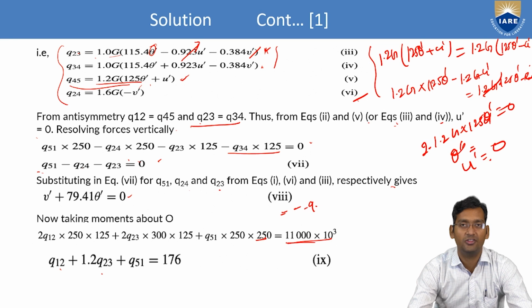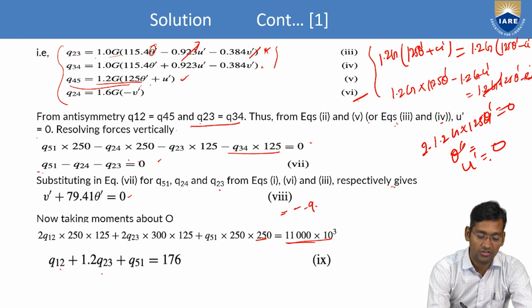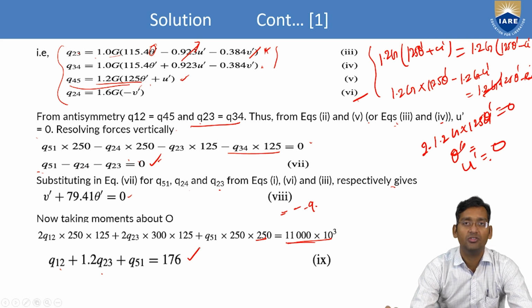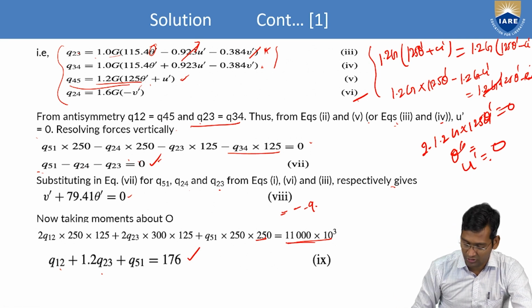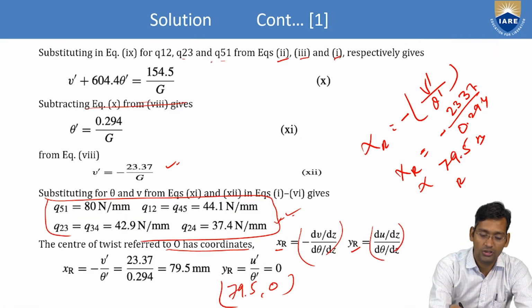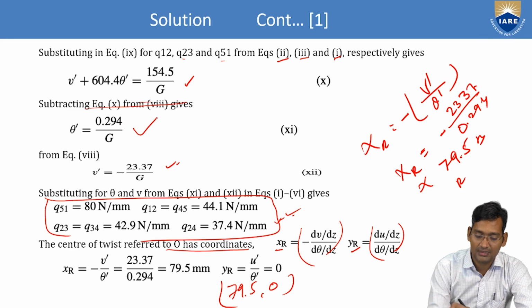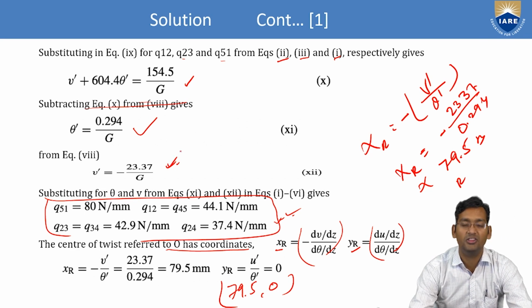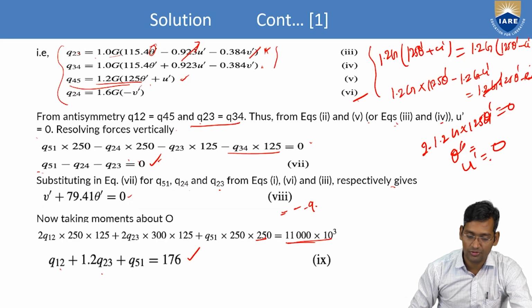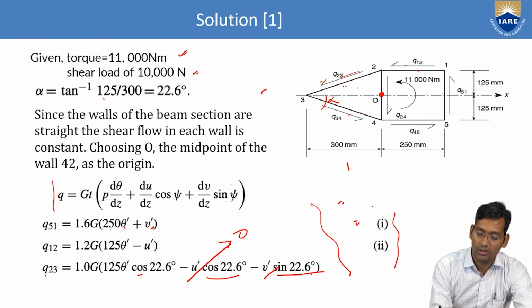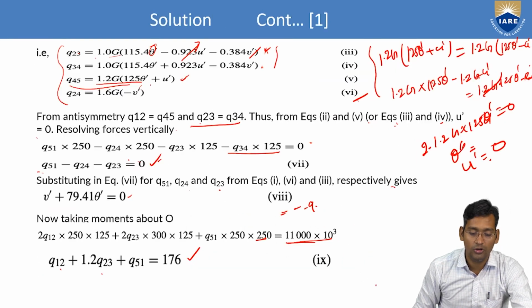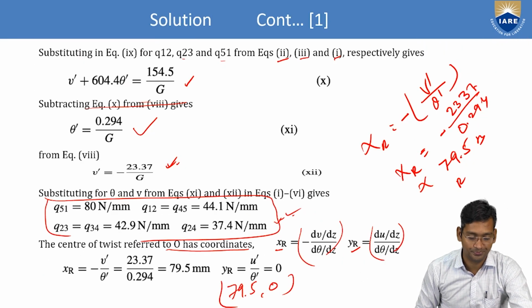Substitute U dash as equal to 0. Now you have 2 equations, this equation and this equation, and the unknowns are also 2. Just substitute the values and solve. So after substituting and solving, we got this value. So theta dash is this one and hence V dash is this one. So now after finding U dash, theta dash, V dash, just substitute from equation number 1 to 6 to get the values of all the shear stress distribution.